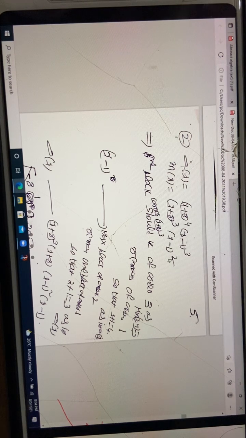Next, (x-1) whole square. 2 and 3 corresponding to 1. The minimum is 2. So what is the maximum order of the block? 2. So that means (x-1) whole square times the remaining 1. Total should be 3, no? Already 2 we took. How much do we have to take so that it adds up to 3? (x-1). So that 2 plus 1 is 3. Here 3 plus 1 is 4. So the maximum order should be this.